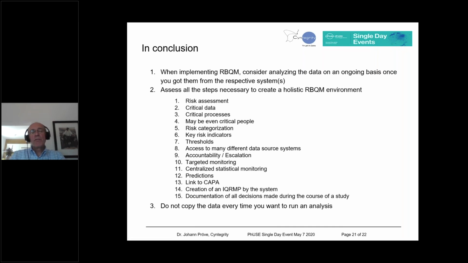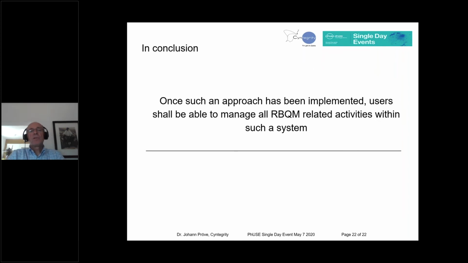And what is important and very, very close to my heart is do not copy the data every time you want to run an analysis. Copying data these days becomes more and more difficult, and preferably one just links to the data that are sitting somewhere and runs the analysis and works with the results, but leave the data where they are. Do not copy the data. And once such an approach has been implemented, I'm pretty sure that users shall be able to manage all the risk-based quality management related activities within such a system, and get used to working with an RBQM environment.